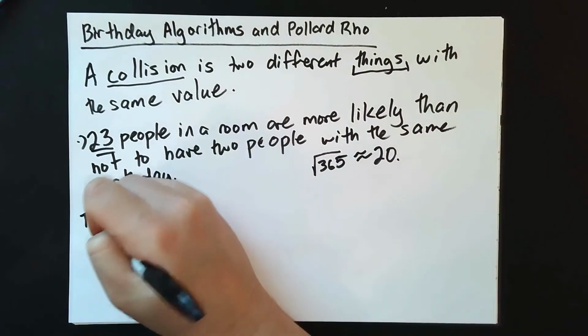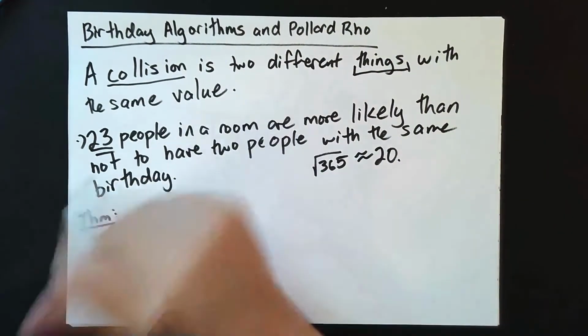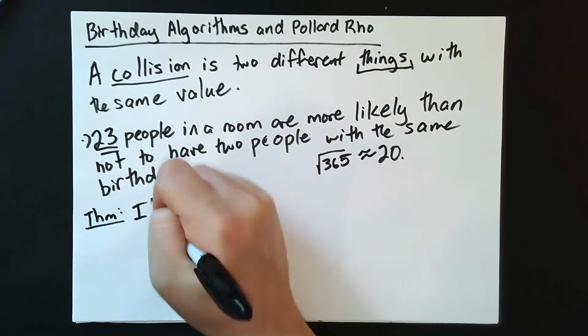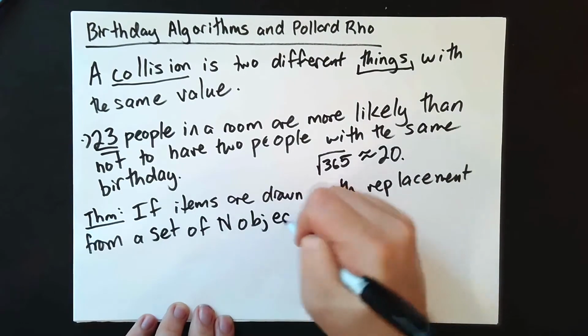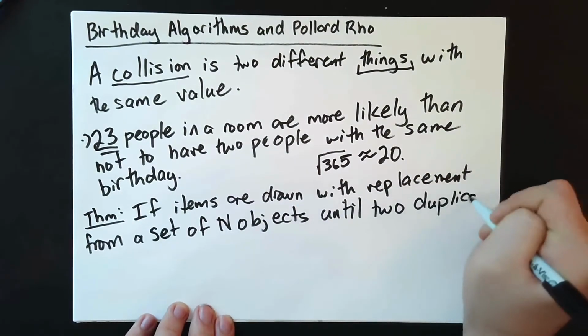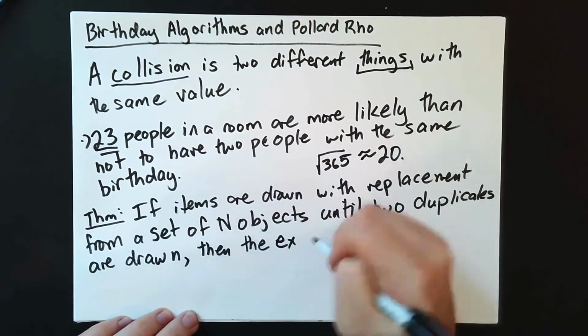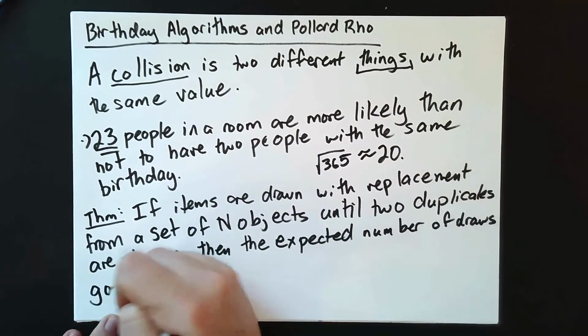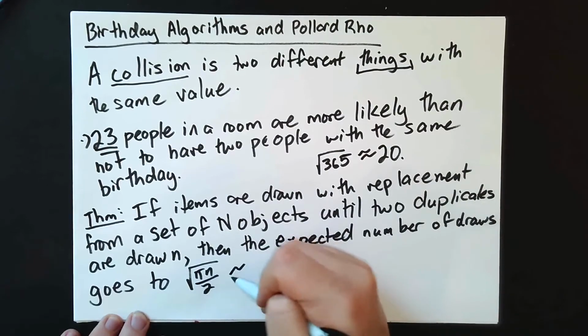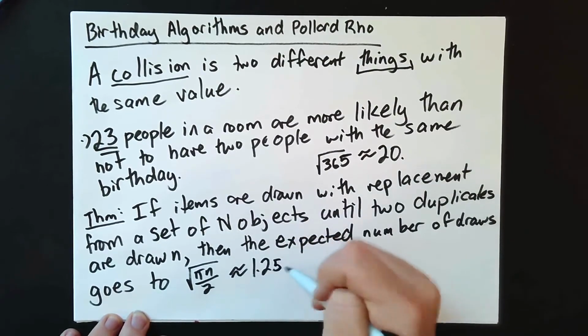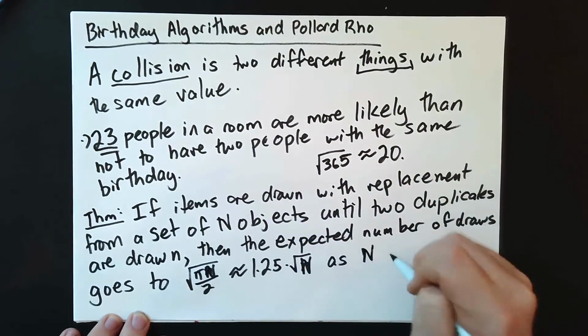So here's a fairly precise version of this statement, which is more precise than the version I gave in class. If items are drawn with replacement from a set of n total objects until I get to the point where I've drawn two duplicates, then the expected number of draws is going to be the square root of pi n over 2, which, since the square root of pi over 2 is about 1.25, is about 1.25 times the square root of n as n gets big.